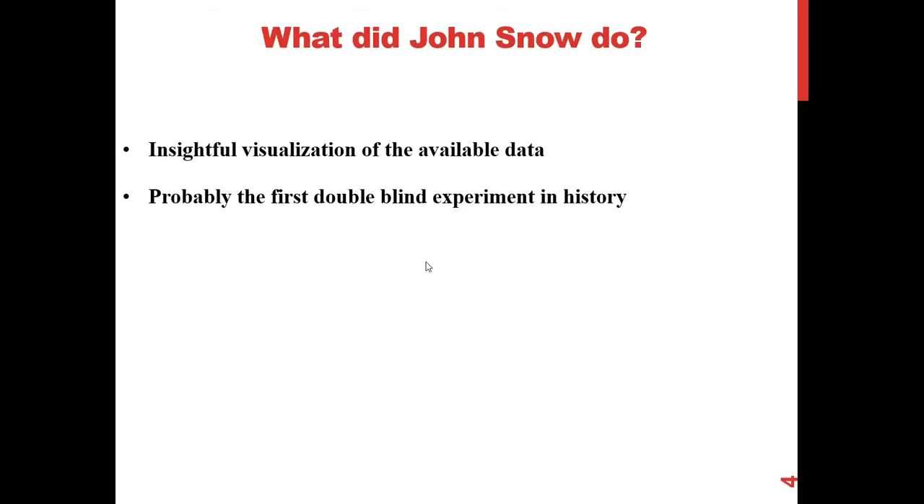So, what did John Snow actually do? So, there are two aspects of his work. First is visualization of the available data, and secondly, his was probably the first double blind experiment in the history. We have seen a bit about blinding and design of experiment in one of the earlier lectures. So here also what he did was, let me first talk about that and then I'll come to the visualization part.